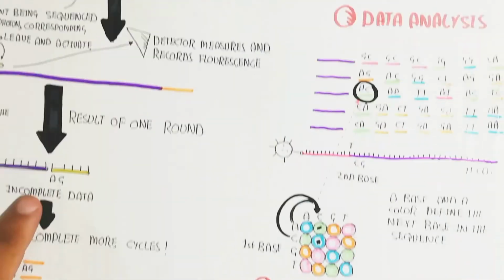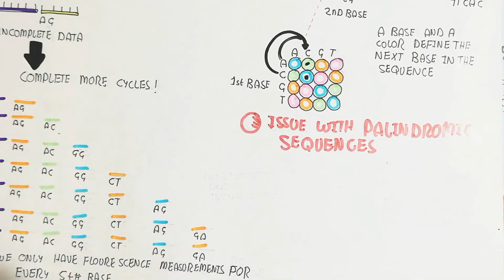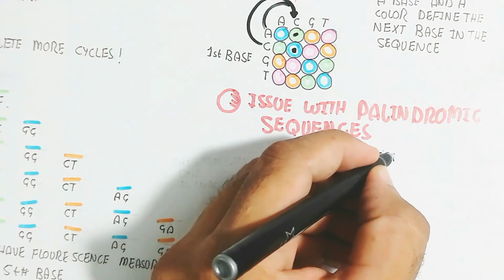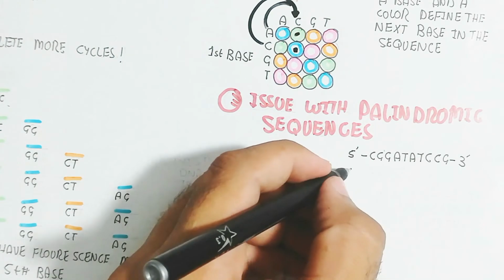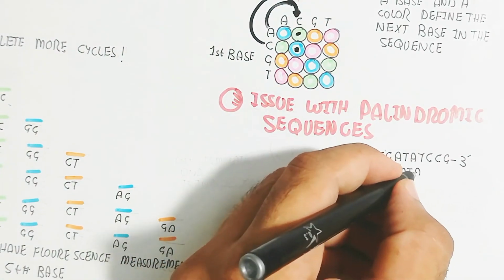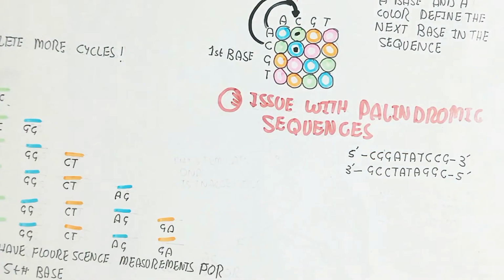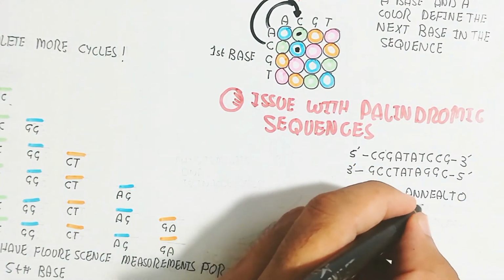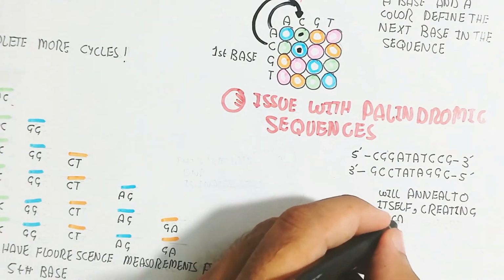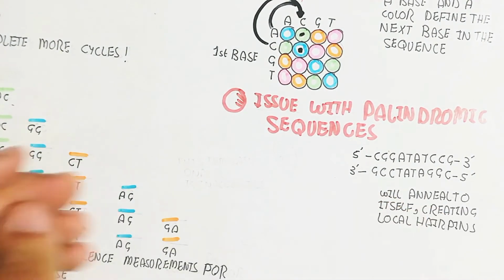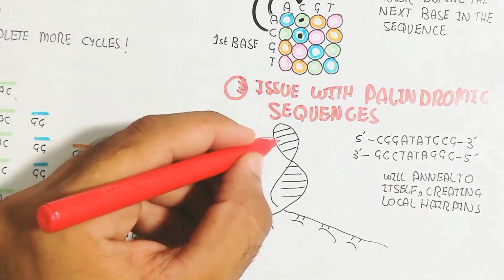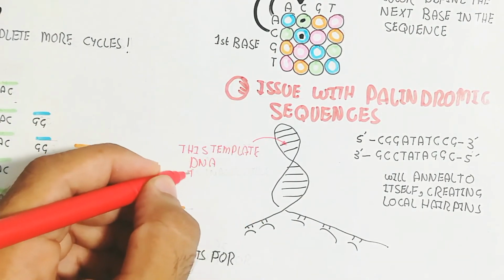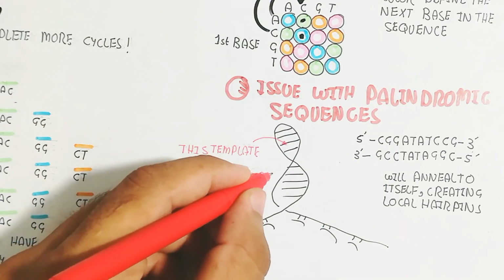This is the palindromic sequence. The issue is with the palindromic sequence, because a palindromic sequence will anneal to itself, creating a local hairpin. What does the local hairpin mean? Here I am drawing the palindromic sequence, not a non-palindromic one. It contains C, G, G, A, T, A, T, C, C, G, where guanine can interact with cytosine to produce the hairpin.